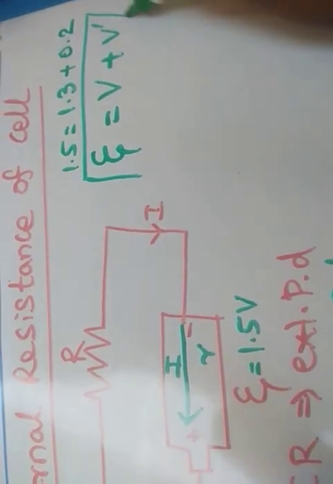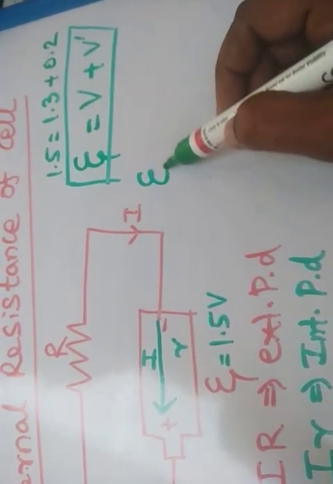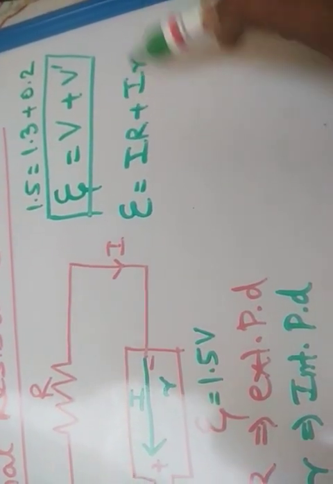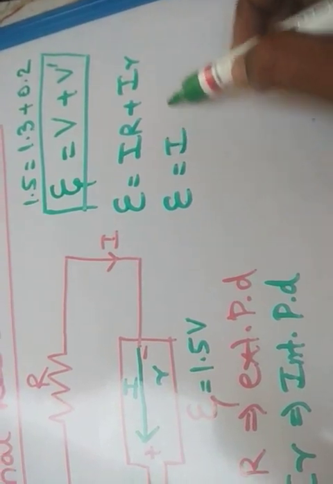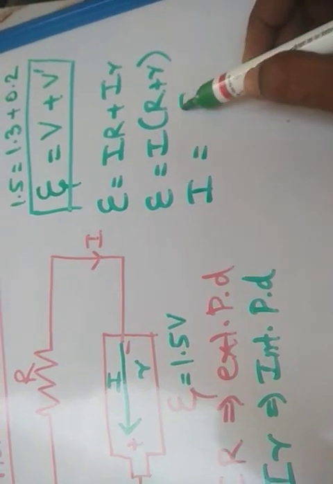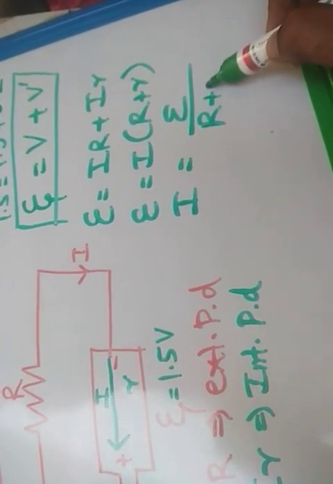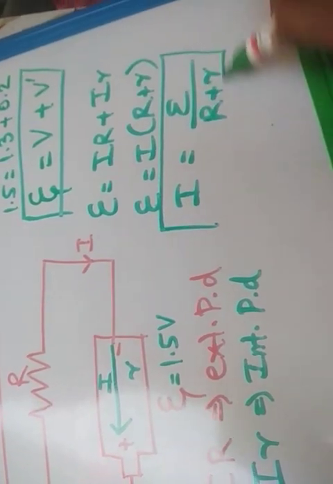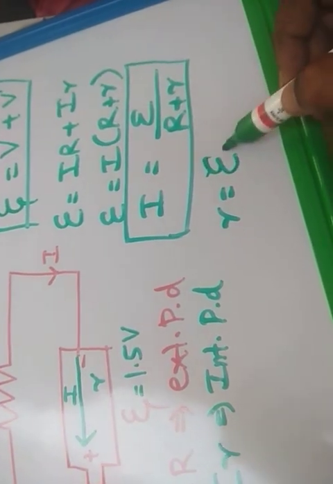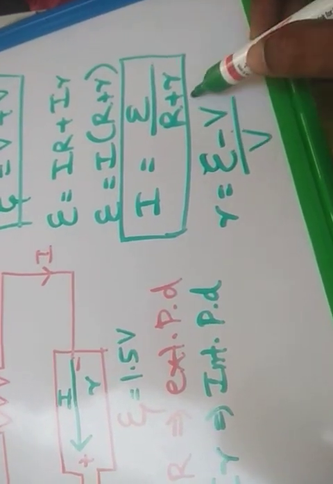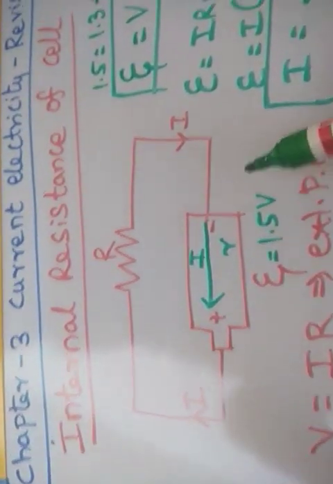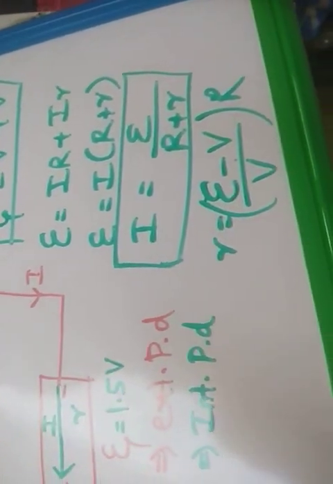This equation is very, very important. E is equal to IR plus I into small r. If you take I commonly outside, we have R plus r. Then I is equal to E by R plus r. Similarly, we can write small r is equal to (E minus V) by V, into R. These are all the derivations for internal resistance of a cell. Understand the concept clearly.